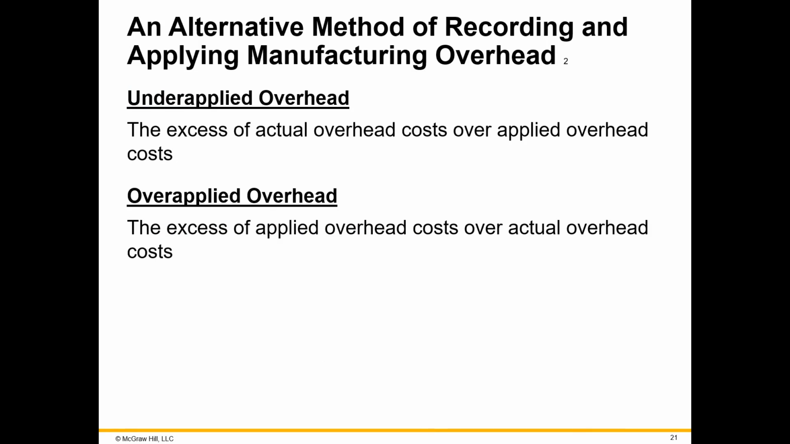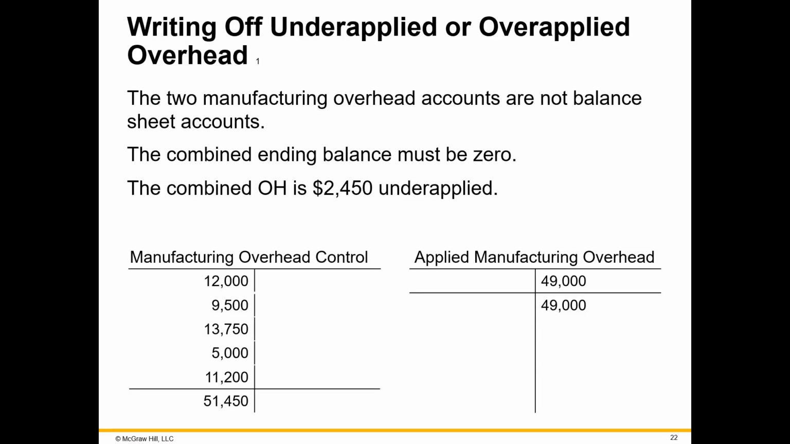So this is what it looks like when we have these two accounts. So manufacturing overhead control, again, it's going to record all the different expenses that we incur in the period. Usually it's a month. And so in this case, we incurred $51,450 of overhead expenses. We only applied, however, $49,000 in overhead expense. So we multiplied direct labor dollars by that predetermined overhead rate, which gave us a $49,000 amount, but that was not sufficient. So we underapplied overhead by $2,450.